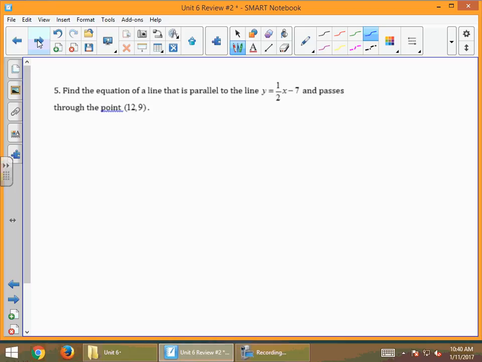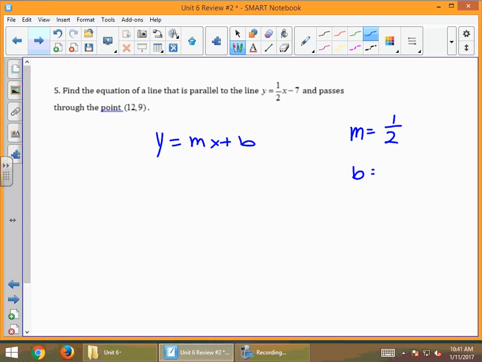When we write the equations of a line, what form are they in? y equals mx plus b. So the two things we need to know are what our m is and what our b is in order to write the equation of a line. What does m stand for? Slope. Do we know the slope of our new line? What is it? 1/2. Good. We're going to use the 12 and 9 in a second. But we know the slope of our new line is 1/2.